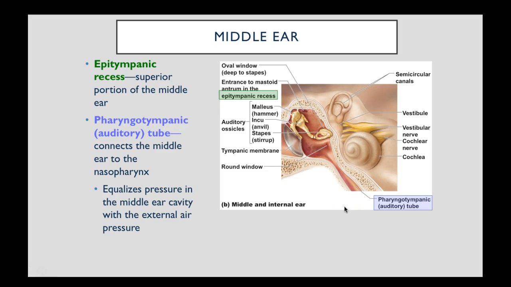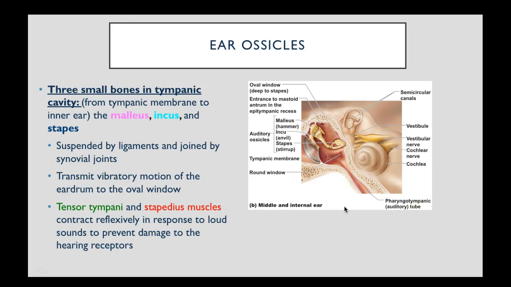So if you're going up in an airplane and your ears are popping, you might try swallowing something or yawning in order to get the pressure to equalize. This can also happen if you're going in an elevator into a high-rise building, basically whenever we get a change within altitudes. This is a review of our ear ossicles here. We said we have our malleus or the hammer, the incus or the anvil, and our stapes here. These are all suspended by ligaments and joined by synovial joints.